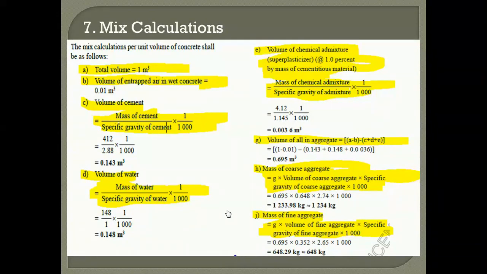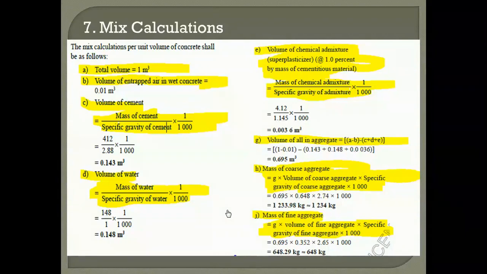So total volume is 1 meter cube. We are designing the concrete for 1 meter cube of concrete. Volume of entrapped air: if you remember, it is 1%. Okay, so that volume is 0.01 meter cube. That also you will get from the codebook itself.